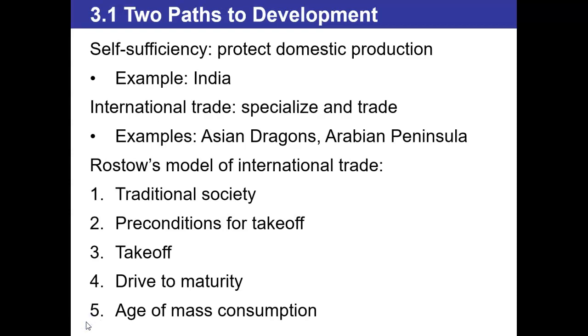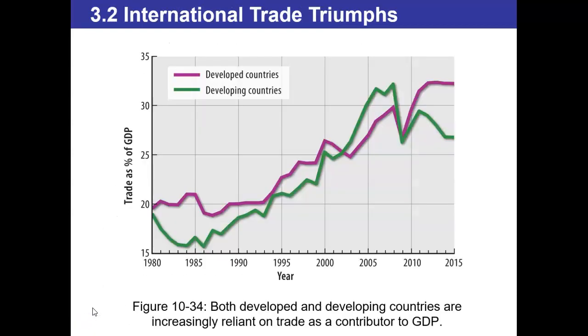The last stage of development is the age of mass consumption. This is where the economy shifts from the precondition of heavy industry, like steel and energy, to consumer goods, like motor vehicles and refrigerators. Let's take a look at figure 10-34, located on page 370 of your textbook.